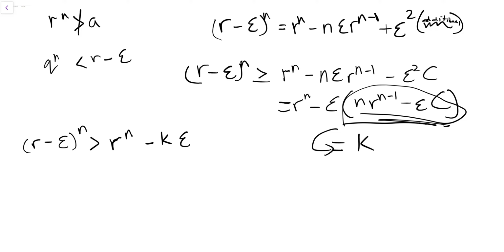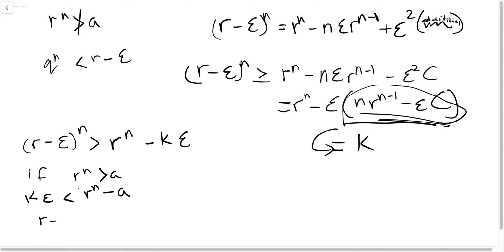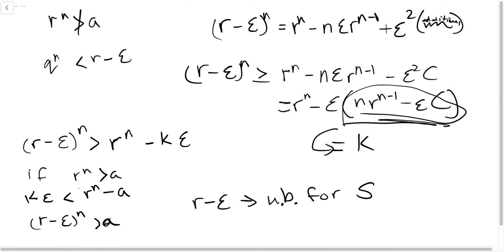So what that tells us is that if R^n is greater than a, we're proving our contradiction. Then we can choose some epsilon so small that k epsilon is less than R^n minus a, which means that (R minus epsilon)^n is greater than a. Thus, R minus epsilon would be an upper bound for S, contradicting R as the least upper bound.